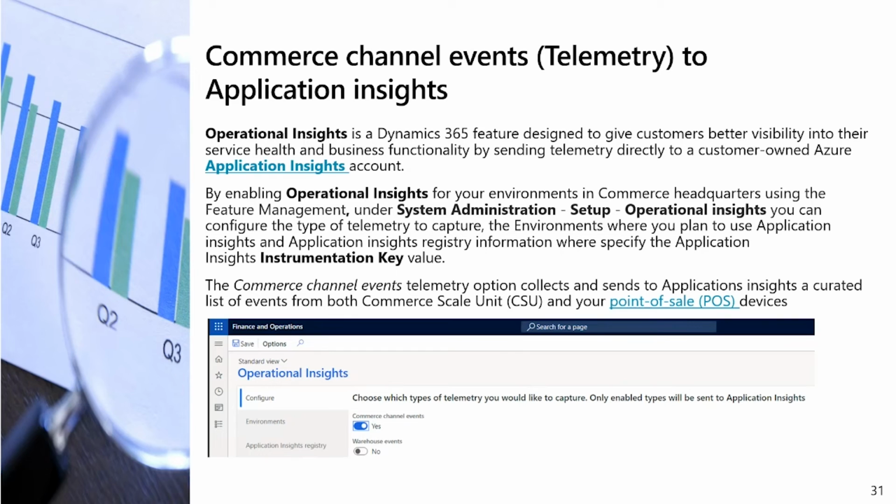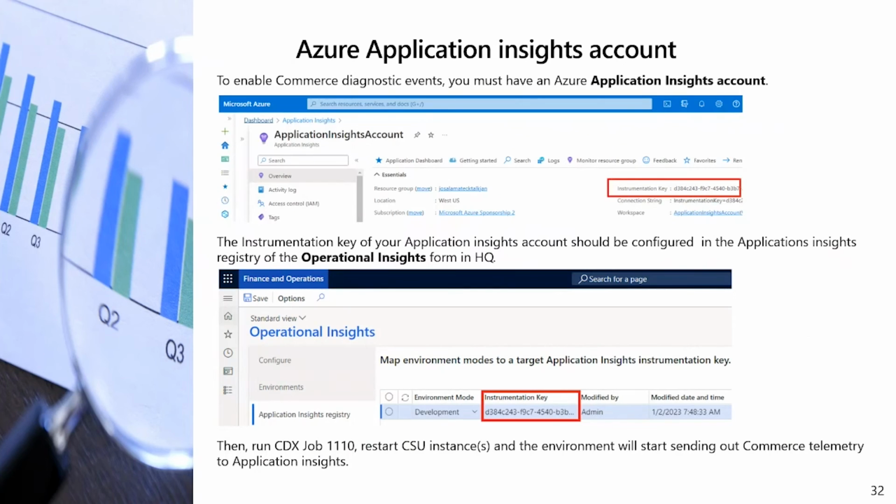Starting with 10.023, telemetry for CSUs was enabled, and telemetry for POS events was exposed in 10.029. And yes, this means that your POS needs to be on 10.029 in order to broadcast the operational insights data. Updating your headquarters to 10.029, but leaving your POS on an older version, does not give you that POS insight. In order to use operational insights, you need to create or reuse an Application Insights instance in your own Azure tenant. This is where all the telemetry will be sent from Dynamics 365.